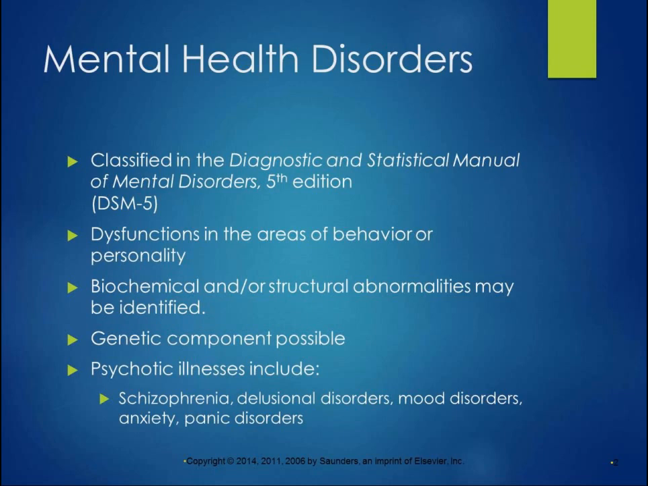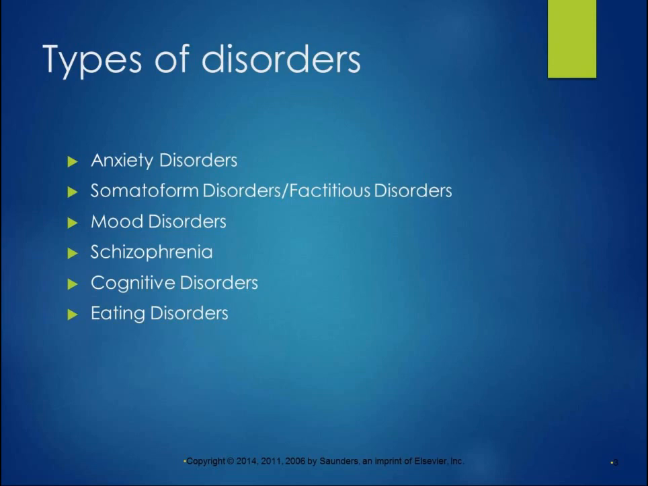Psychotic illnesses include schizophrenia, delusional disorders, mood disorders, anxiety disorders, and panic disorders. What we're going to talk about is types of disorders. I'm going to try to split it up into 2 lectures just so you don't have to listen for an hour, because there's a lot of information here. Anxiety disorders, somatiform disorders, or factitious disorders, and mood disorders. We're going to talk about these in the first section, and then in the second section we're going to talk about schizophrenia, cognitive disorders, and eating disorders.